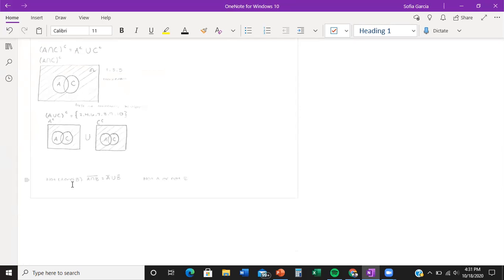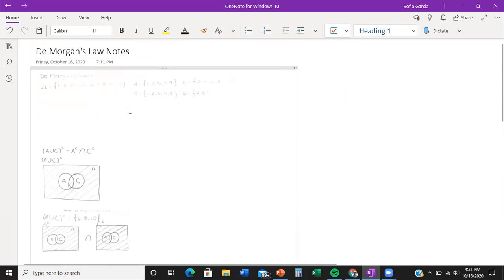Here we are going to prove that the complement of A intersect C equals the complement of A union the complement of C. We're going to use the same data sets as last time, these up here, to do this as well.